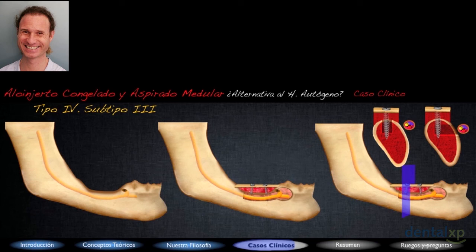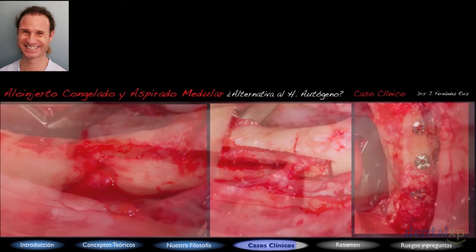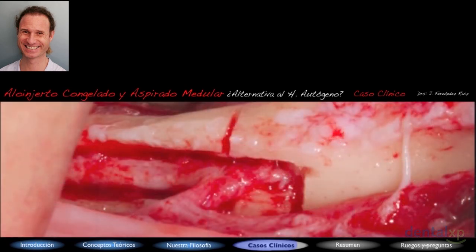So this is how we have the mental nerve exposition, and we must identify the incisal branch and then the mental branch. So once we can move the nerve, we can go ahead and gain the regeneration process. And again, what we're going to do is use the allogenic bone graft.